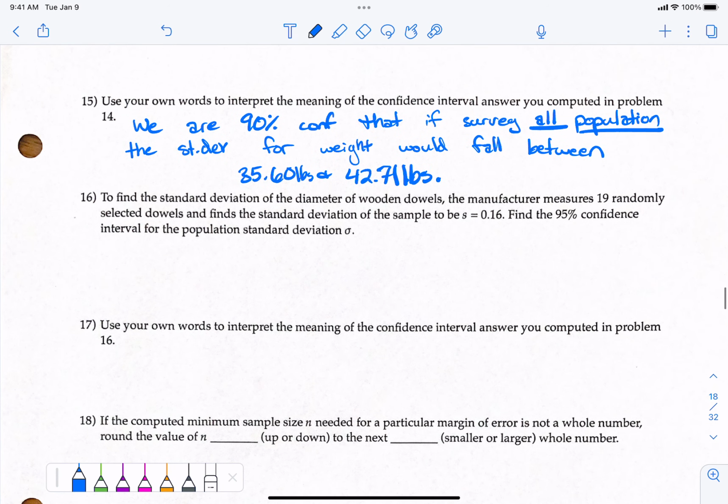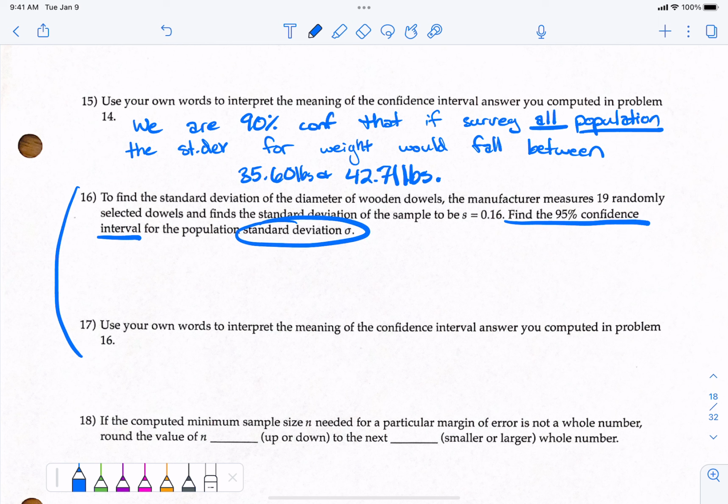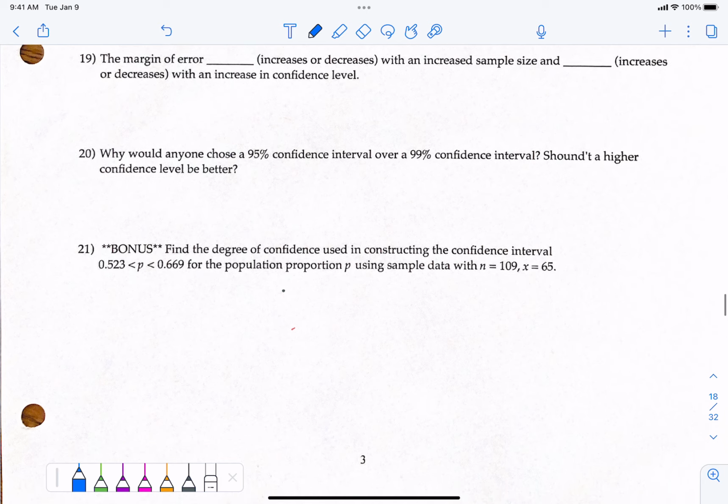All right, so 16 and 17 are going to go together. They're going to be about standard deviation as well. Let's look for keywords. Find a 95% confidence interval for the standard deviation. That's how you know this is standard deviation, which is 7.3. Look for those keywords, and you're constructing a confidence interval. Ultimately, that's what you're trying to get to. So 16 should be the same as 14, and 17 should be the same as 15. Got it? Can we pause to do those?